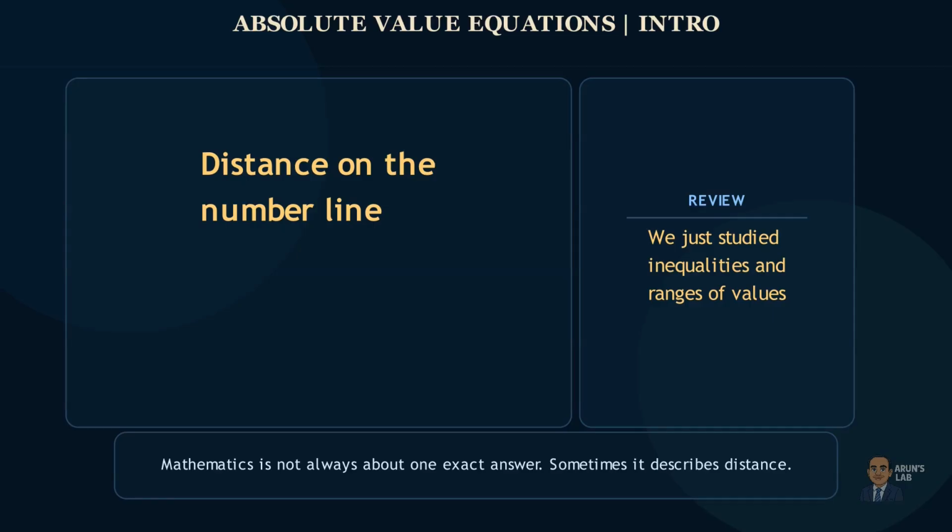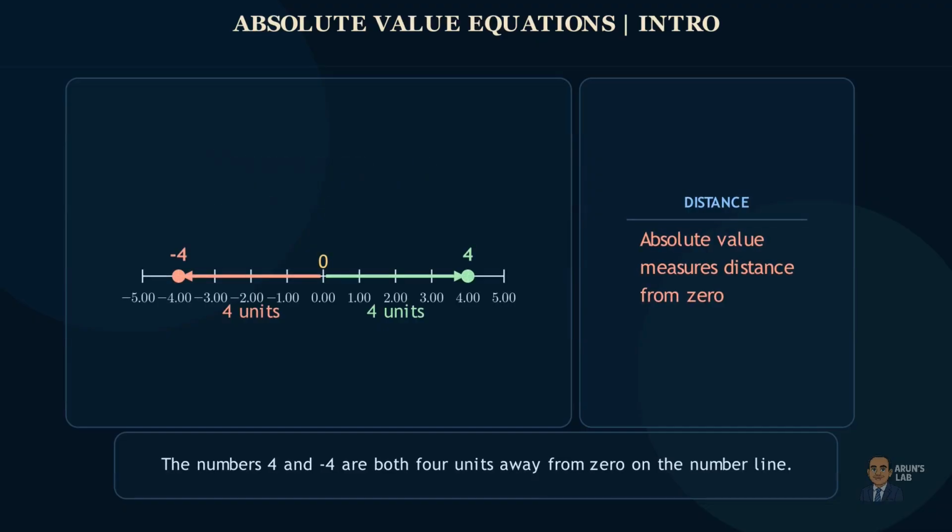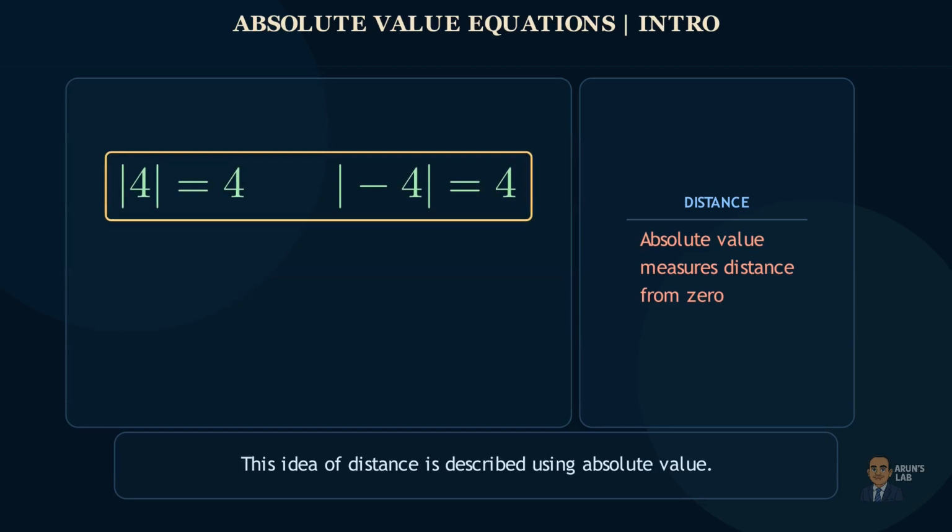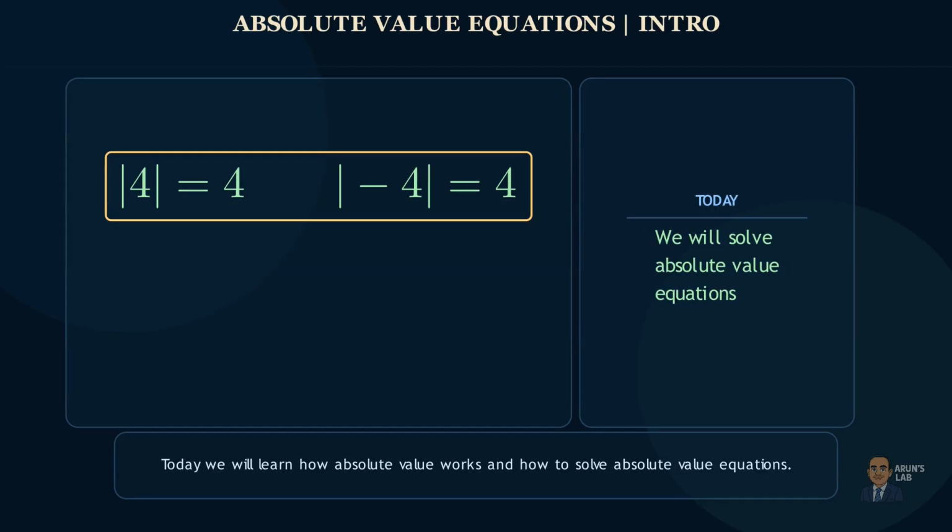Imagine standing at 0 on a number line. How far away is the number 4? It's 4 units. But what about negative 4? It is also 4 units away. In mathematics, this idea of distance is described by absolute value. Today, we will learn how absolute value works and how to solve absolute value equations.